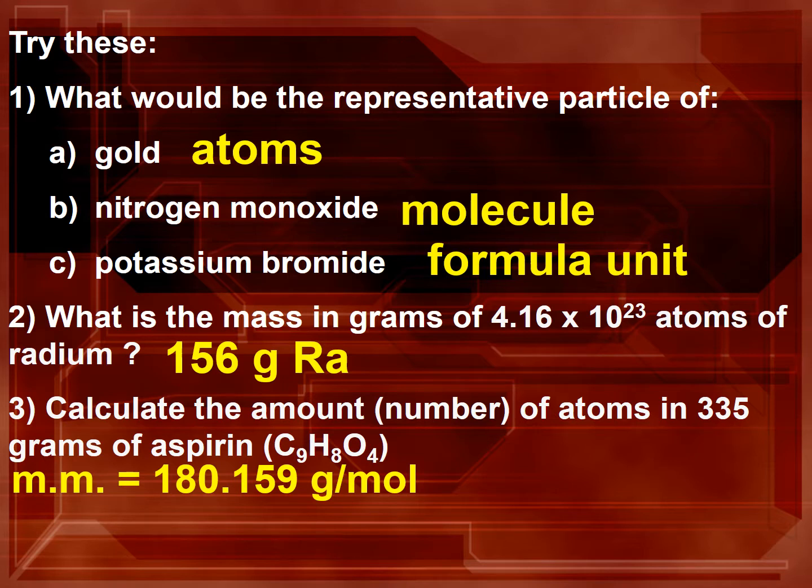Once we have formula units, or pardon me, molecules of aspirin, that's a covalent compound. Once we have molecules, we're going to have to convert that into atoms. We need to know how many atoms there are in a molecule of aspirin. For that, we can just add up the subscripts. 9 plus 8 plus 4. There are 21 atoms in a molecule of aspirin.